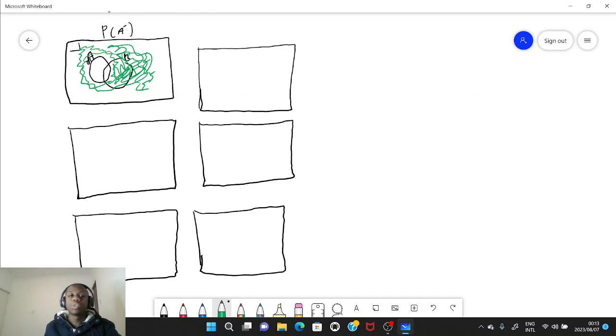The same thing applies with B. Now, here's a tricky one. What if we say we want the probability of not A and B? Remember the sign simply means not included. So we don't want A and B. So let us see. Let me draw it.